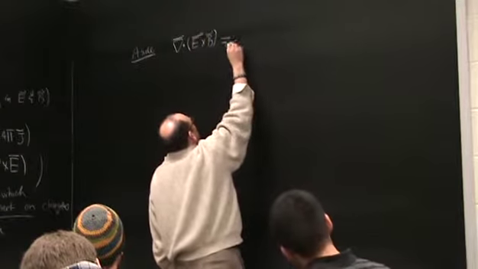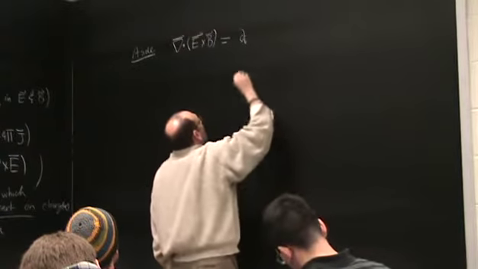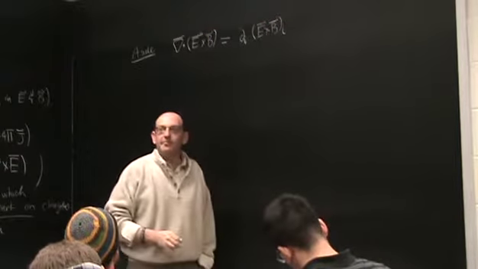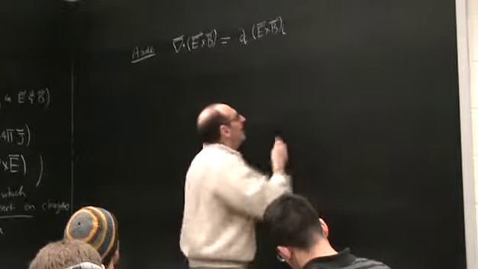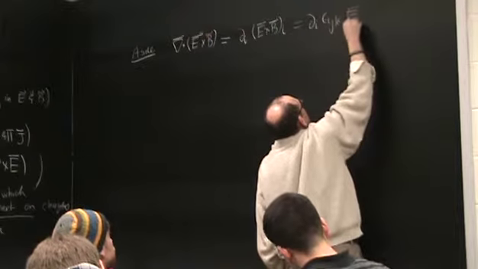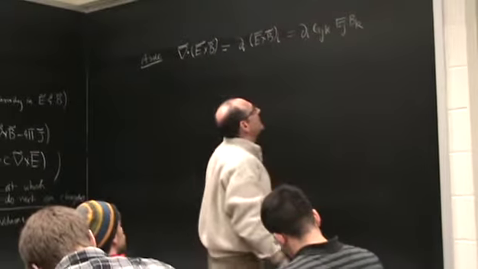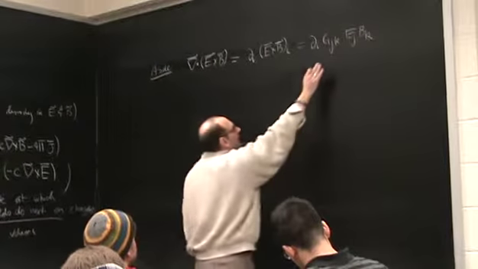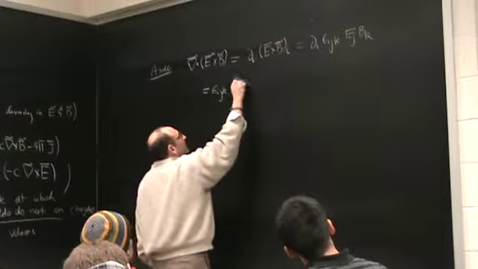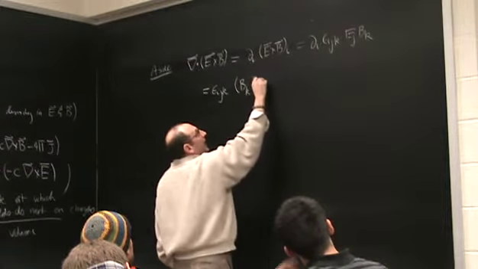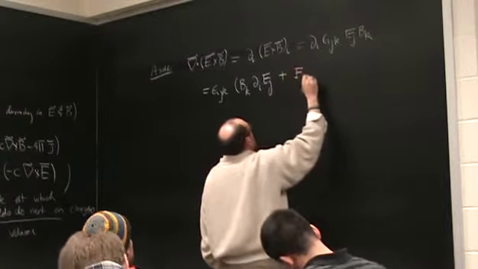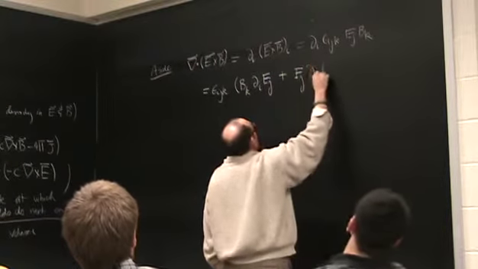So this is partial i times E cross B i, right? But E cross B i is epsilon i j k E j B k, right? Epsilon i j k is a constant, goes through the derivative, and I get B k partial i E j plus E j partial i B k.